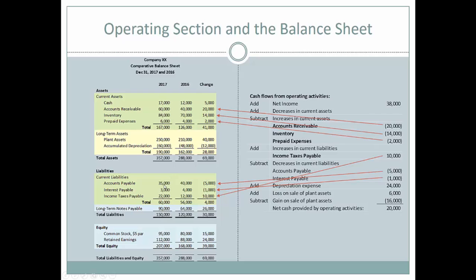So now we're going to look at our net income, all of our components coming from our current assets and our current liabilities, adding back depreciation, adding back the loss, subtracting the gain, and the net cash provided by operating activities will be $20,000.